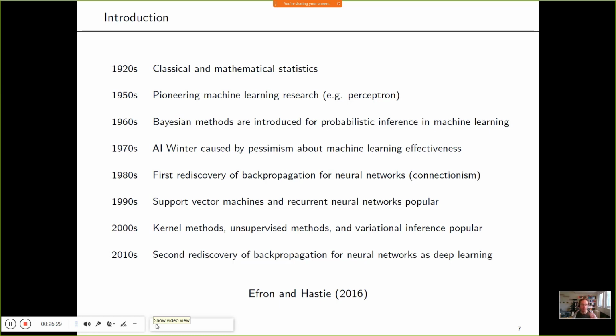So definitely in Western computer science departments and so on, support vector machines really took off with Vapnik in the 1990s. And then in the 2000s, kernel methods, which are associated with the name of Bernhard Schölkopf, were popular. Also, variational inference started more and more.